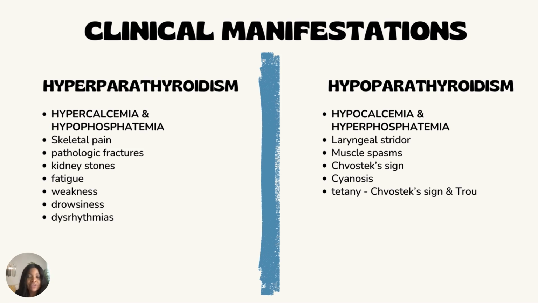Muscle spasm: Chvostek's sign is a type of tetany. If you touch the patient's cheek, they have a facial spasm. That's Chvostek's sign. The other one is Trousseau's sign.